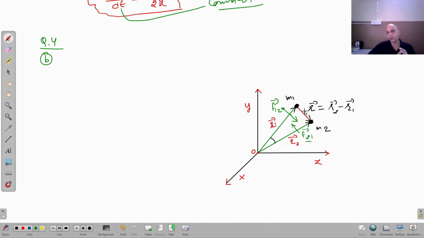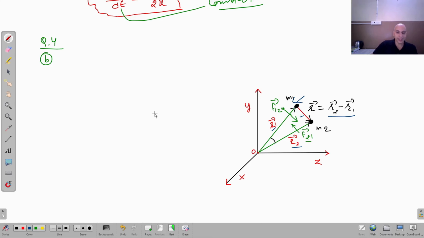If I look at the position vector r from here, it will be r2 minus r1, because according to the triangle law of vector addition, this vector plus this vector is equal to this vector. So this vector is equal to this minus this. So I have written it here. But remember, I am looking from this point.